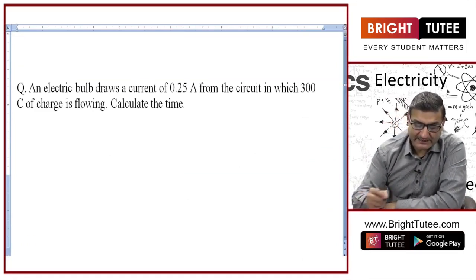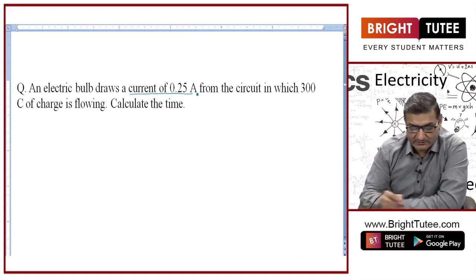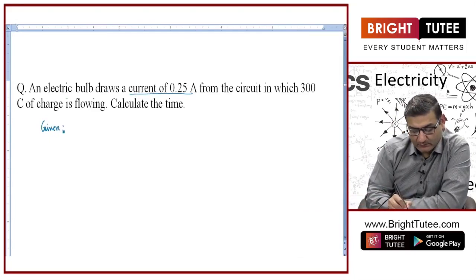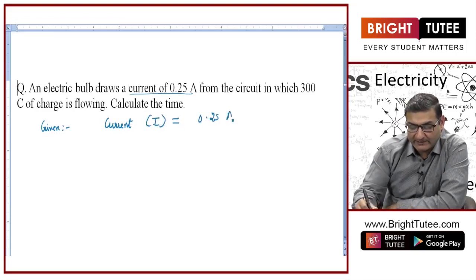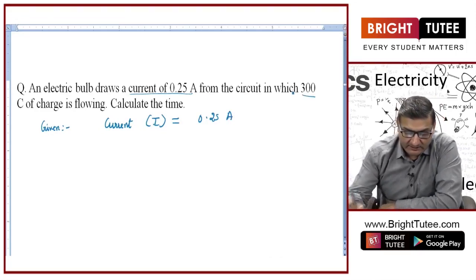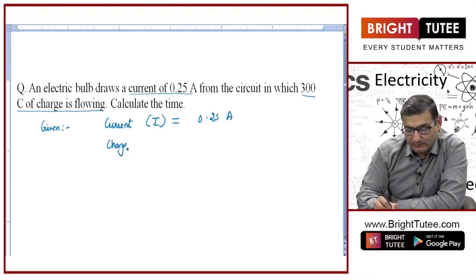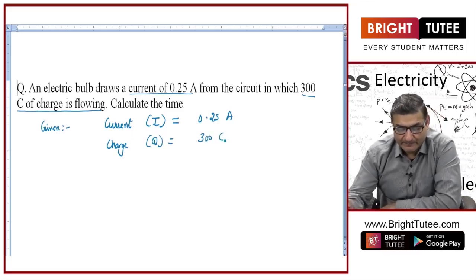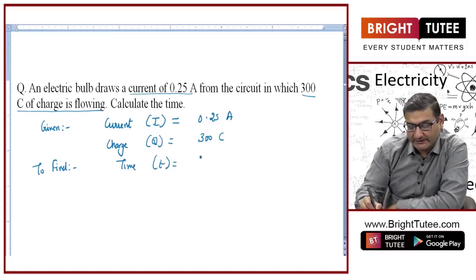Now, what is this question saying? An electric bulb draws a current, once again, the current is given, that is represented by I, 0.25 amperes, from the circuit in which 300 coulomb of charge is flowing. Now, charge is given to us. Charge means Q, that is 300 coulombs. To find, calculate the time. So, we need to find the time value, small t.